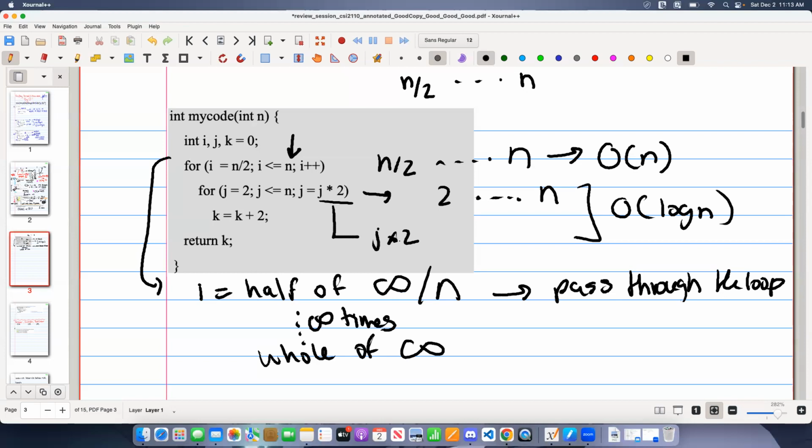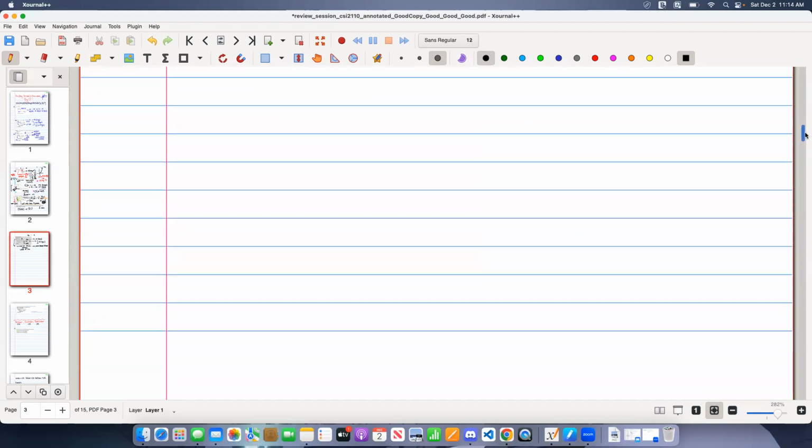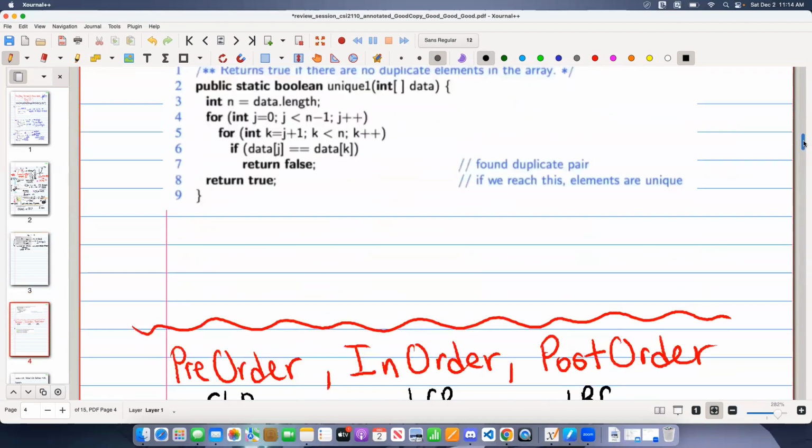If it affects what it's iterating through, it honestly depends. But if you're going from infinity to something, it would still take infinity times. Okay, that was like a second complicated question, but it's okay. I had a lot of space there.